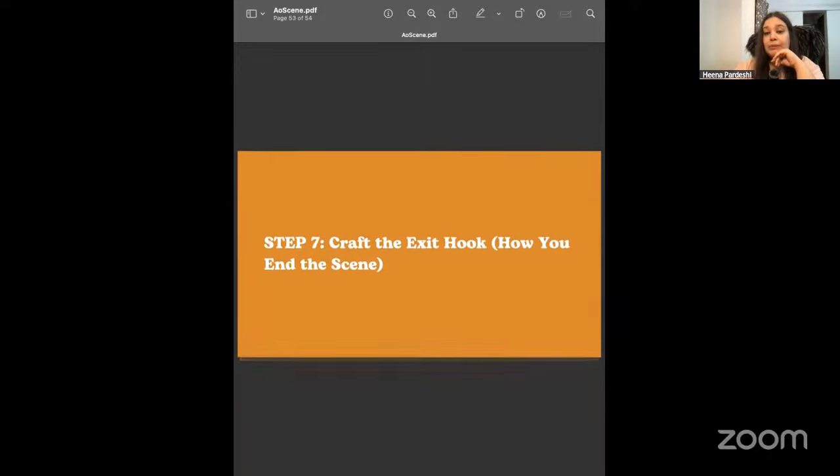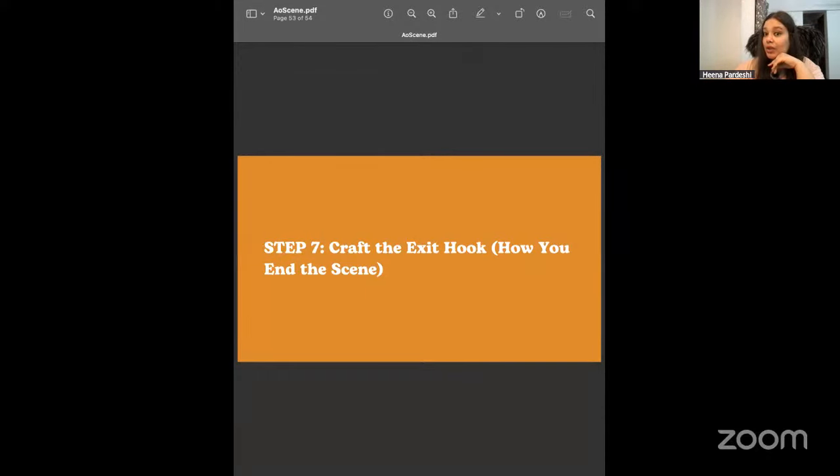For example, the letter wasn't addressed to her. The rocking chair had moved. He wasn't alone. The next knock at the door wasn't friendly. She should not have opened that drawer. The hook is the reader's invitation to the next scene. Now, how to bring it all together? I'll give you a little example where we'll build a little scene.